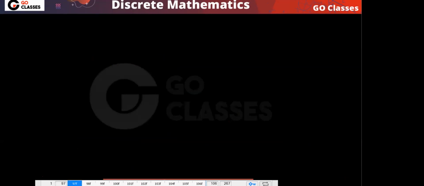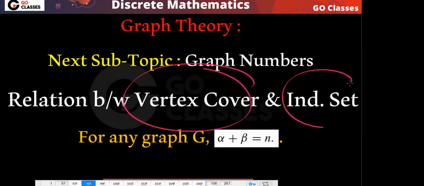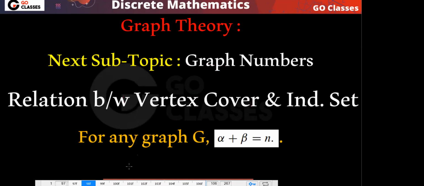Okay. So one last thing we will do today. This is the last topic, and that is the relation between vertex cover and independent set. And this is very interesting. We want to find the relation between vertex cover and independent set.